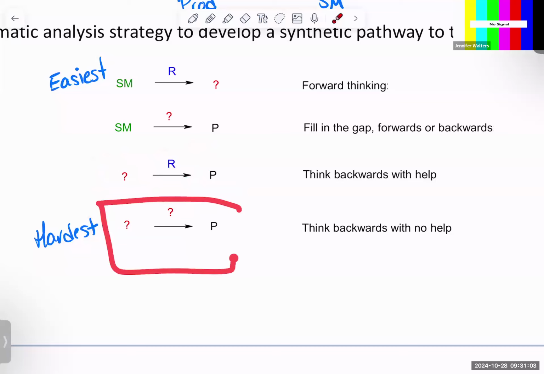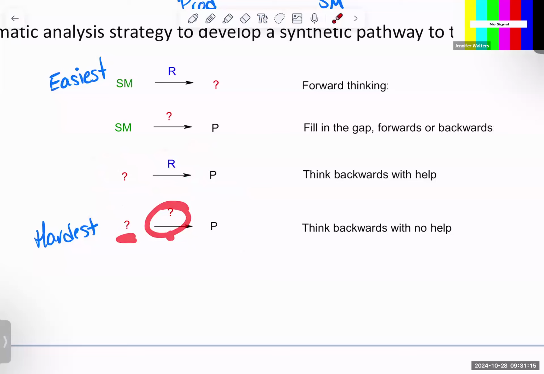The absolute hardest is where you're trying to think backwards with no help. You just need to come up with a total synthesis on your own, and you have to think of what are some reasonable starting materials and what are the reasonable reagents. This is the absolute hardest thing to do. Because there are so many possible answers, these questions are normally phrased as, you have to start with reagents that have fewer than 3 carbons or something, so that you know what your building blocks have to look like.